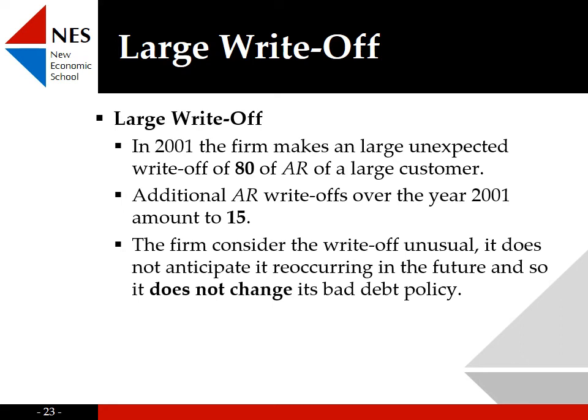Now in 2001, something quite unexpected happens. One of the major customers goes bankrupt quite unexpectedly, and that implies that the company has to write off receivables from this main customer worth 80. In addition to that, it will write off additional receivables worth 15, which is very much in line with the expectations. Now let us assume that the company believes that this case was very, very unusual and that it's very unlikely that in the future another major customer will go bankrupt, and therefore the company does not change its bad debt policy.